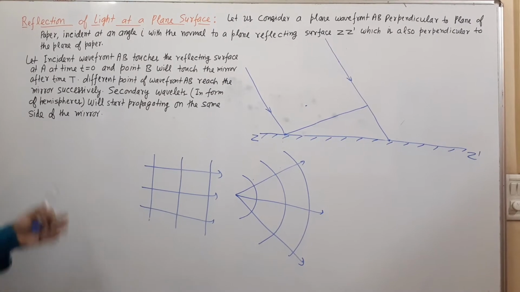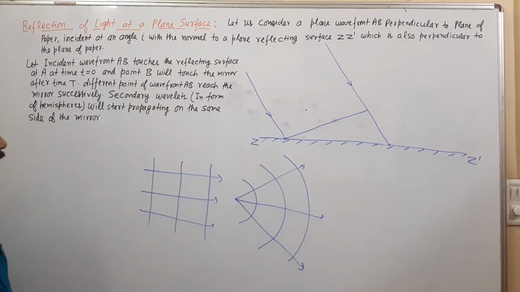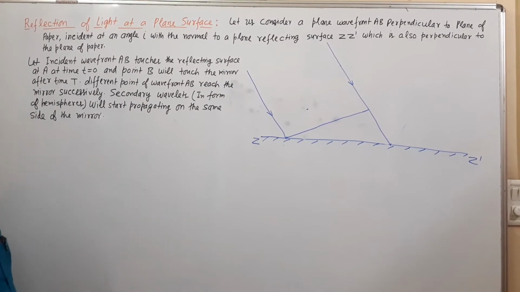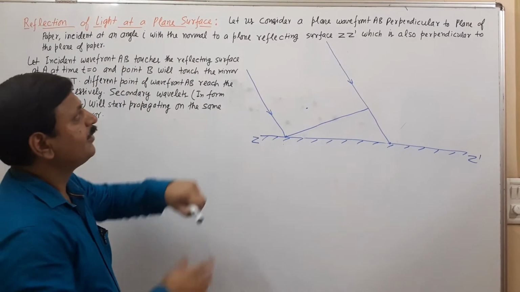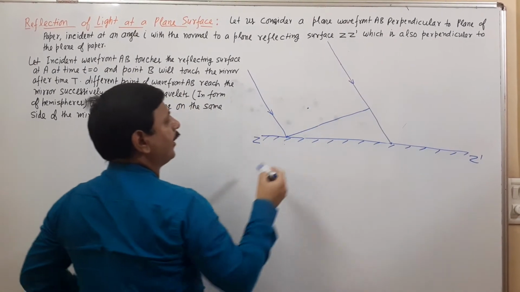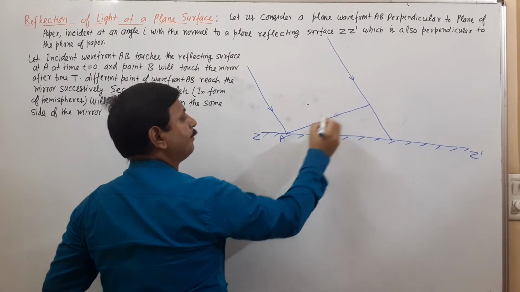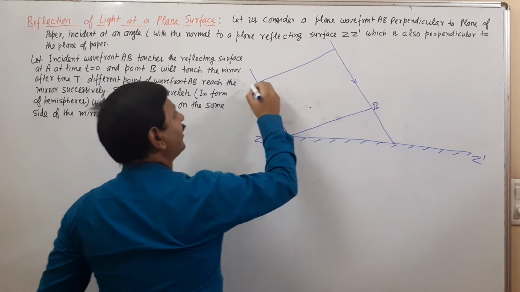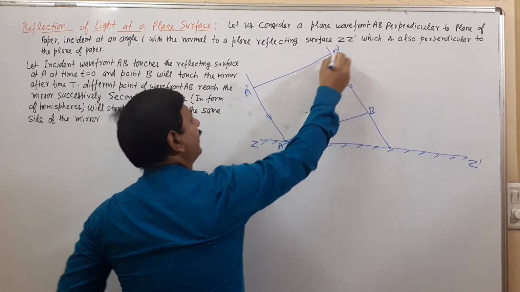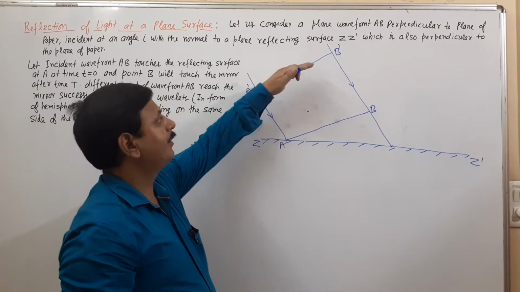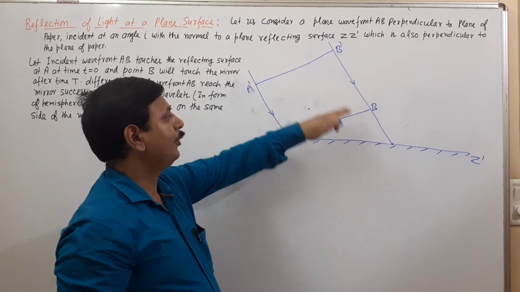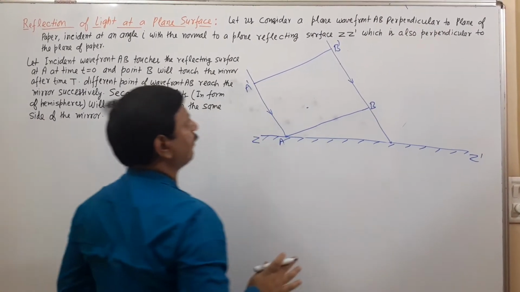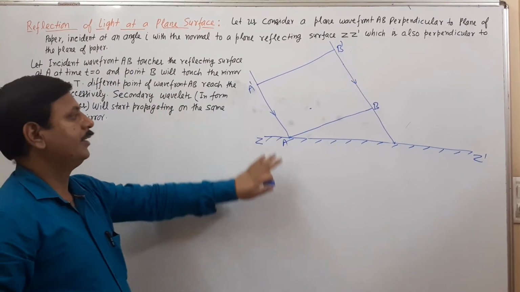Today we will discuss reflection of light from the plane surface. So see here, what we have considered. Let us consider a plane wavefront AB. Suppose the previous one is A dash B dash. Again it will come. This is the primary wavefront, so this is the new wavefront, and again a new wavefront will form. Then let us consider a plane wavefront AB perpendicular to the plane of paper. This is the plane of paper.